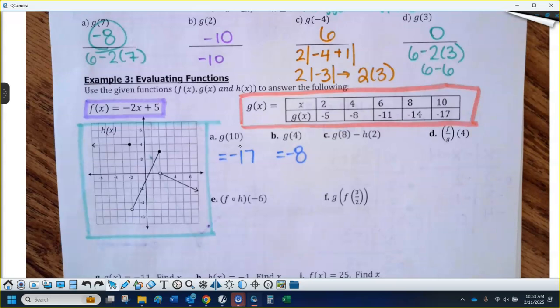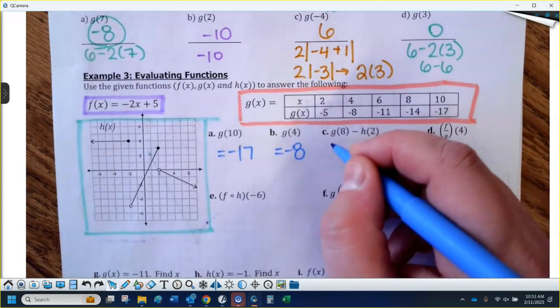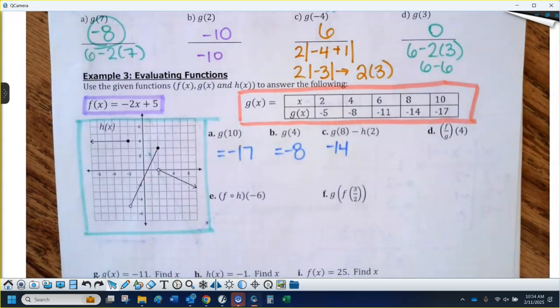What would you get if you did g of 8 from the table? Negative 4. Yep, just here's the x value. This is just negative 14. Now, the other piece of this says minus h of 2.